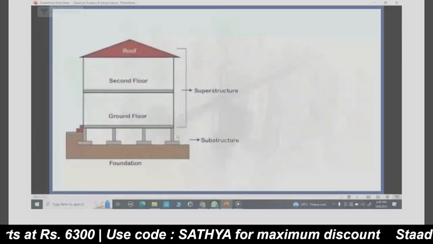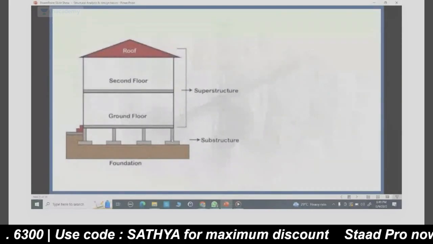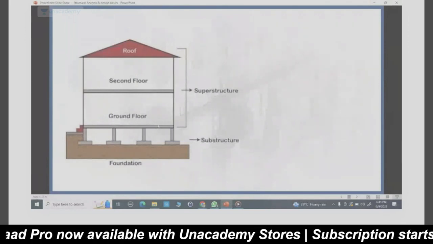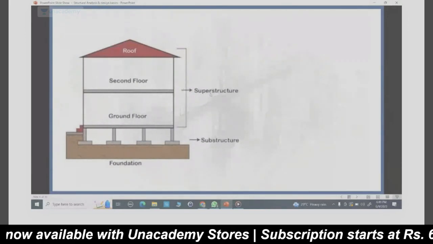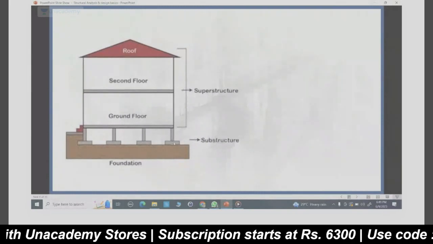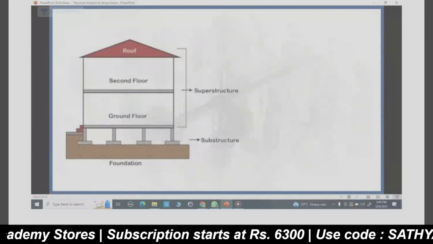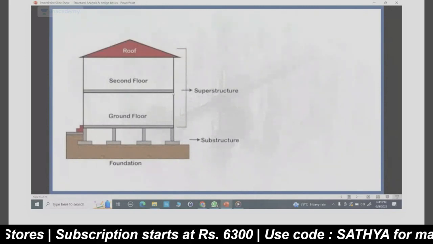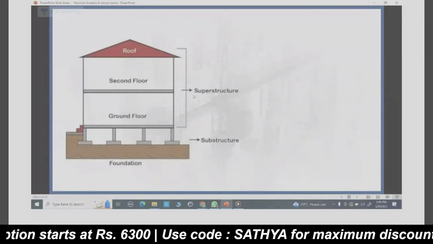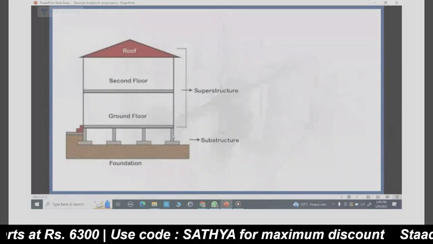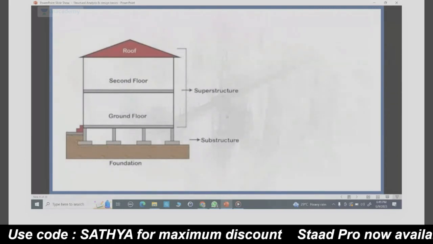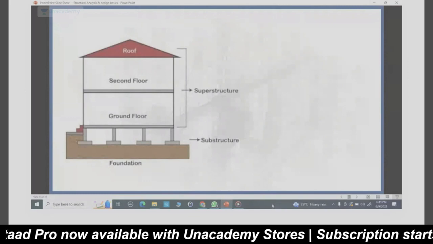So the structures which are coming under the ground floor, below the ground floor, that is called substructure. The structure which is coming above the ground level, that is called superstructure. Substructure will be having elements like column and footing, and in superstructure we will be having the column, beam, slab. So these are all the superstructural elements. Below ground level, whatever we are getting, that is called substructural element. So this difference you should know.